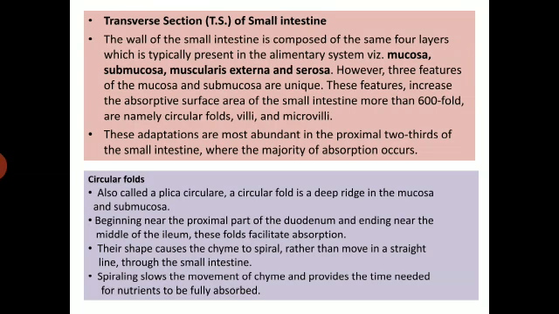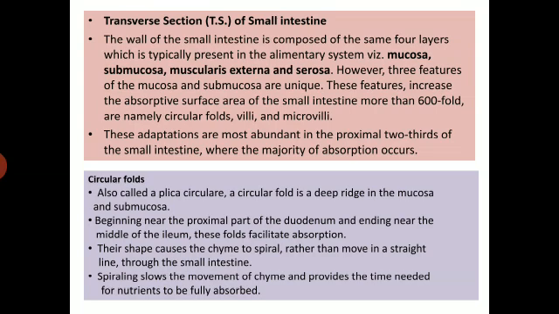place. Now, what are these circular folds? These circular folds are also called as plica circulares. A circular fold is a deep ridge in the mucosa and submucosa. Beginning near the proximal part of the duodenum and ending near the middle of the ileum, these folds facilitate absorption.